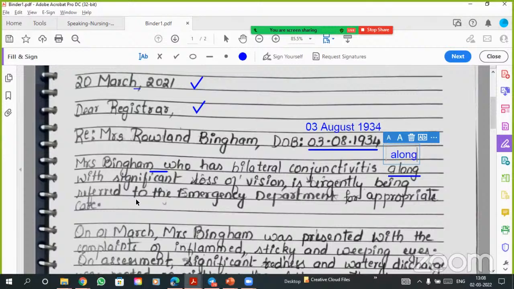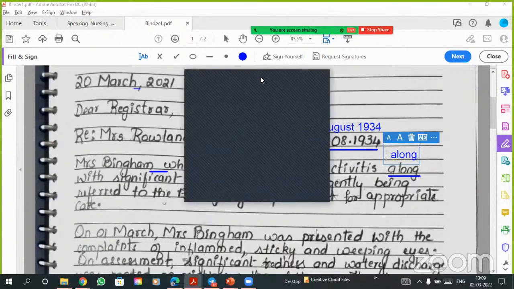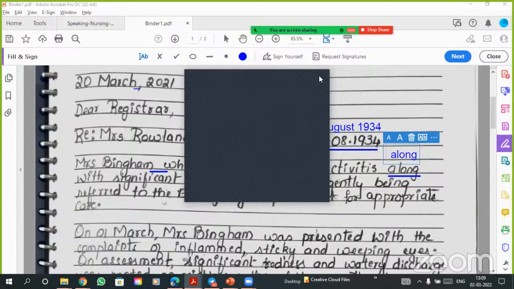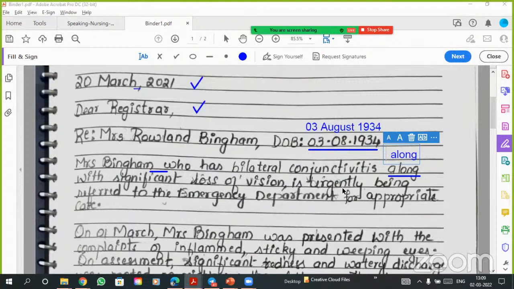is urgently being referred. Okay. Is urgently being referred. Are you urgently referring or referring for urgent emergency? Why are you sending an urgent referral or is urgent management required? Referring urgent or treatment urgent? Which is urgent? Is the referral urgent or the follow-up action urgent? Yes, do you understand? I'm asking you one question. Yes, sir, I understand. Your referral is urgent. Are you referring urgently or does she need urgent treatment? What is urgent? Urgent treatment. Treatment is urgent.